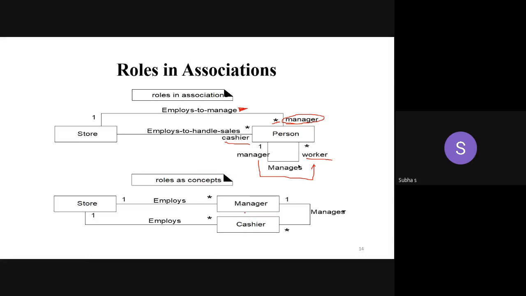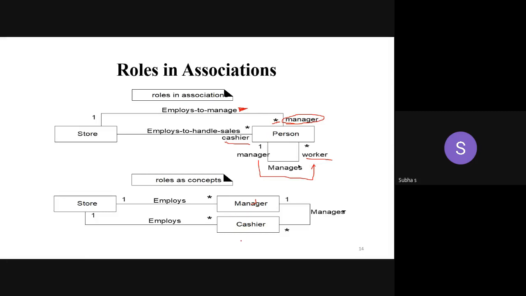Here, there is one different example. One store employs many managers. One store employs many cashiers. One manager manages many cashiers. Same as the previous example only, but it is represented in a different way. I have mentioned the role separately. Role as concept. This is your conceptual class, this is another conceptual class. So manager is one concept, cashier is another concept.